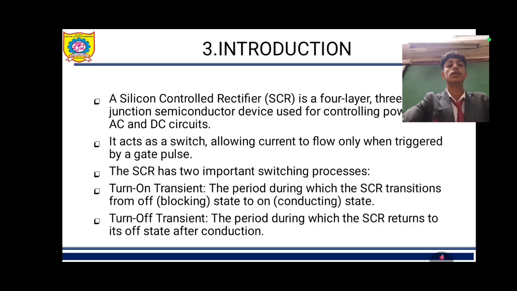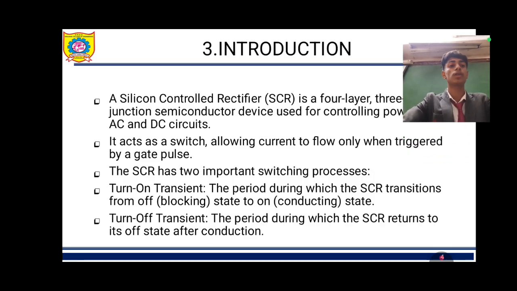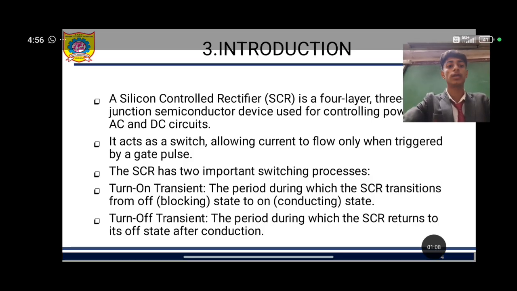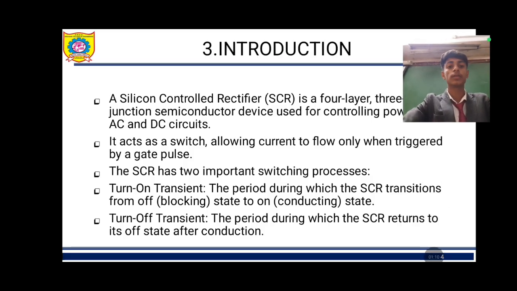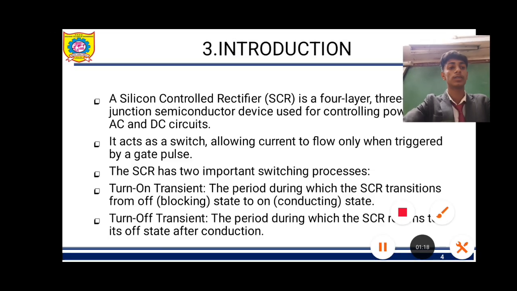As an introduction, a silicon controlled rectifier SCR is a four layer, three junction semiconductor device used for controlling power in AC and DC circuits. It acts as a switch, allowing current to flow only when triggered by a gate pulse. The SCR has two switching processes. Turn on transition: the period during which the SCR transitions from the blocking state to the on conducting state. Turn off transition: the period during which the SCR returns to its off state after conduction.